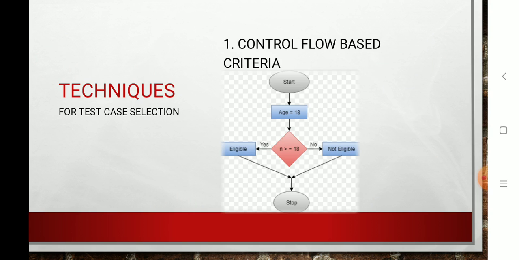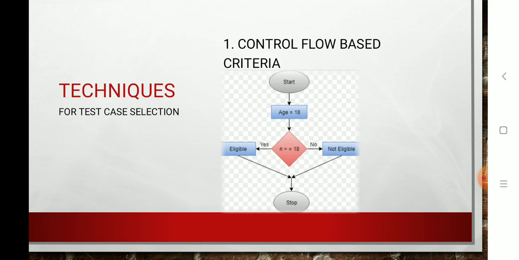Most common structure based criteria are based on the control flow of the program. In this criteria, the control flow graph of a program is considered and coverage of various aspects of the graph are specified as criteria. As you can see on the screen, we have an example from a previous video for age, and here we have drawn the graph for the same.